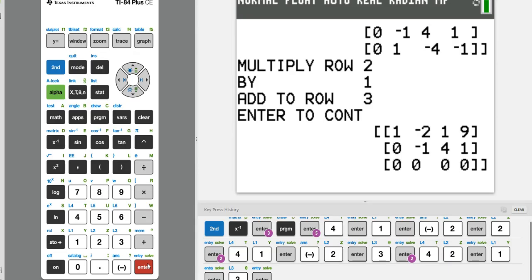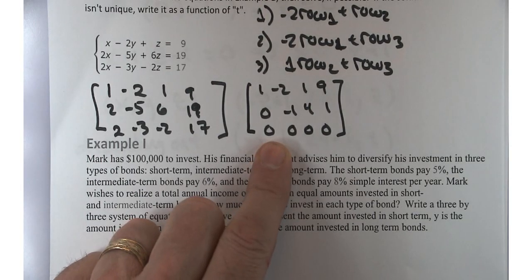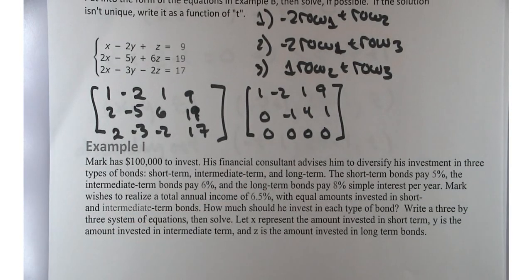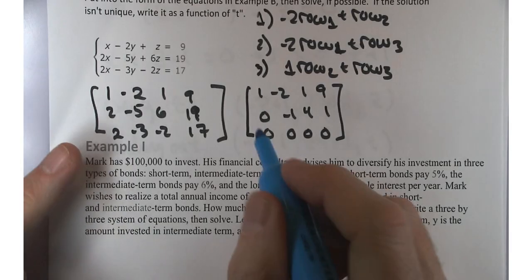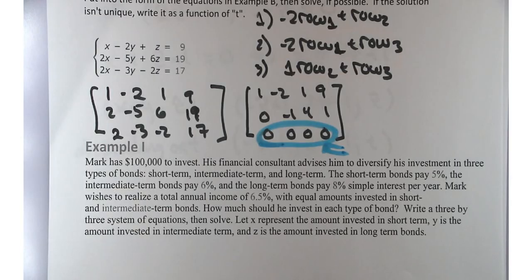That represents a nice augmented matrix. But when you get a row of zeros, that's screaming out you've got a dependent system. Dependent.